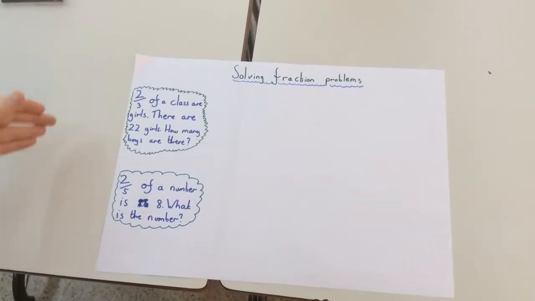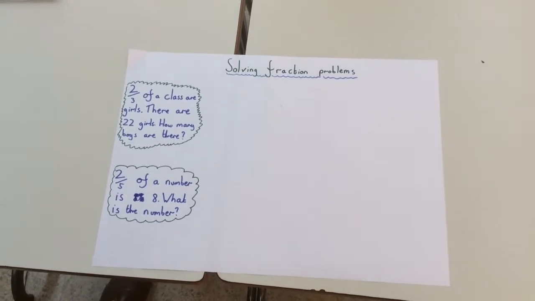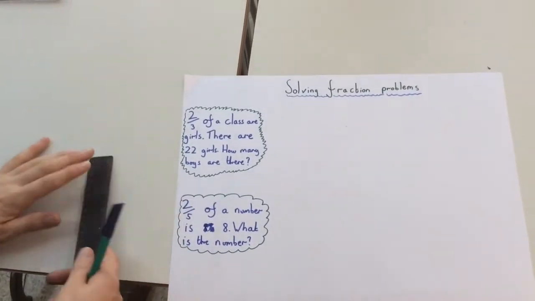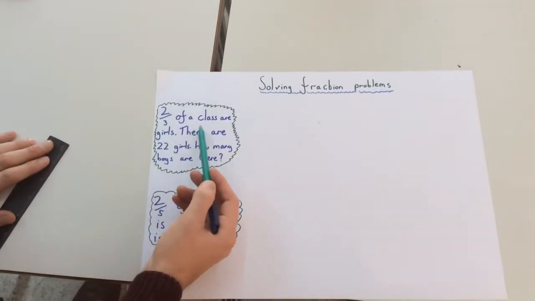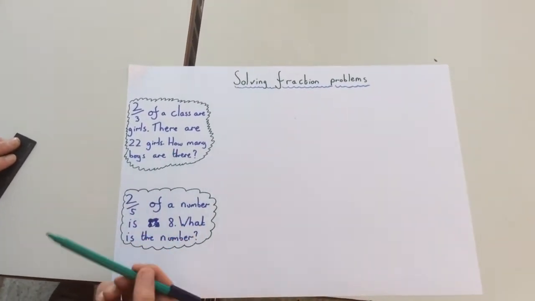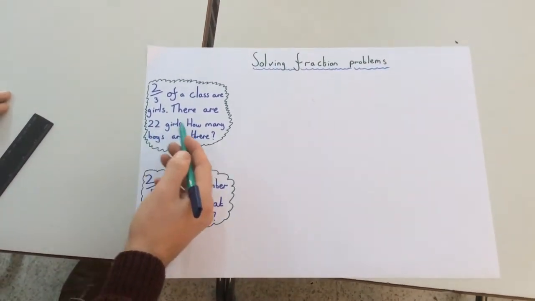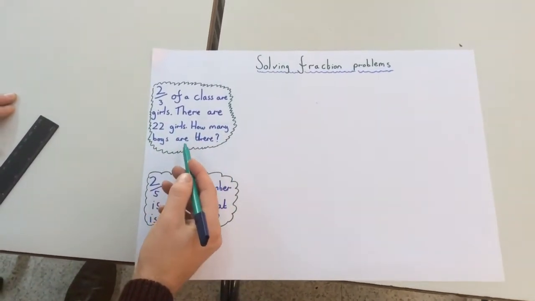Now what we're going to look at is some problems that using the bar to find fractions of numbers can help us with. Let's read the first one. 2/3 of a class are girls. There are 22 girls. How many boys are there? Okay. 2/3 of a class are girls. There are 22 girls. How many boys are there?